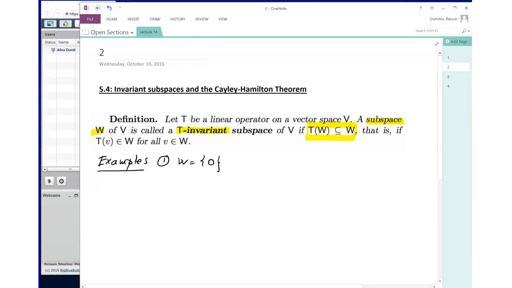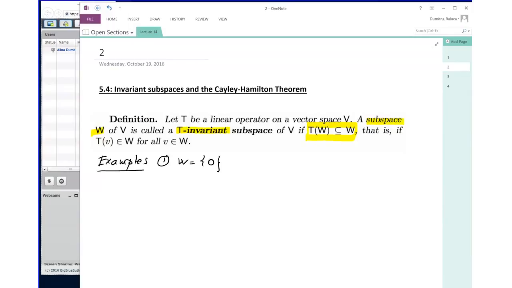Simplest example. Yeah. How does this become an isomorphism? T would be an isomorphism from what? From V to V? Yeah. Not to itself.